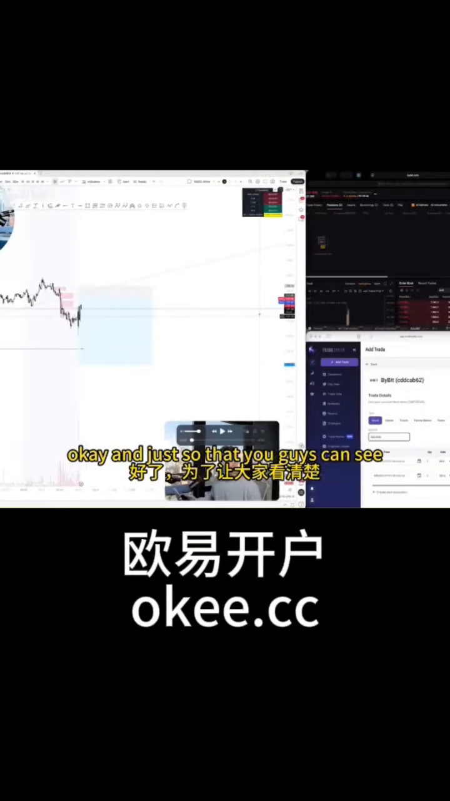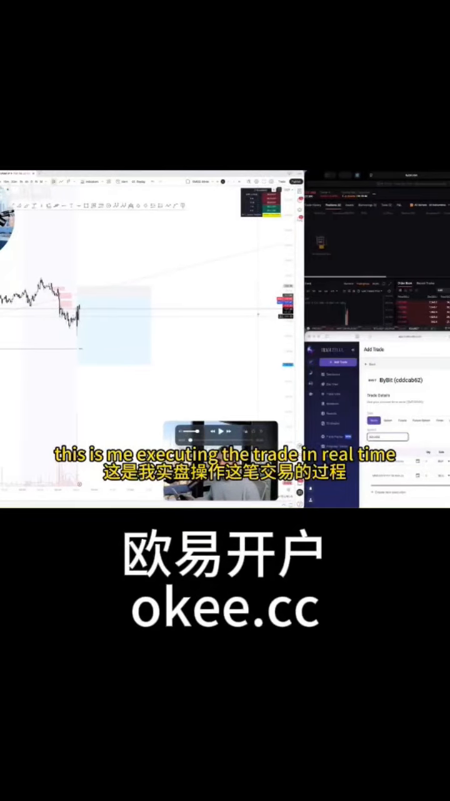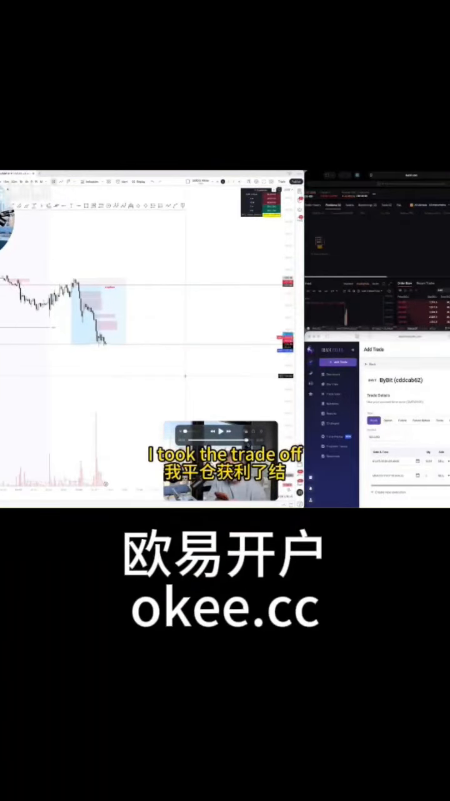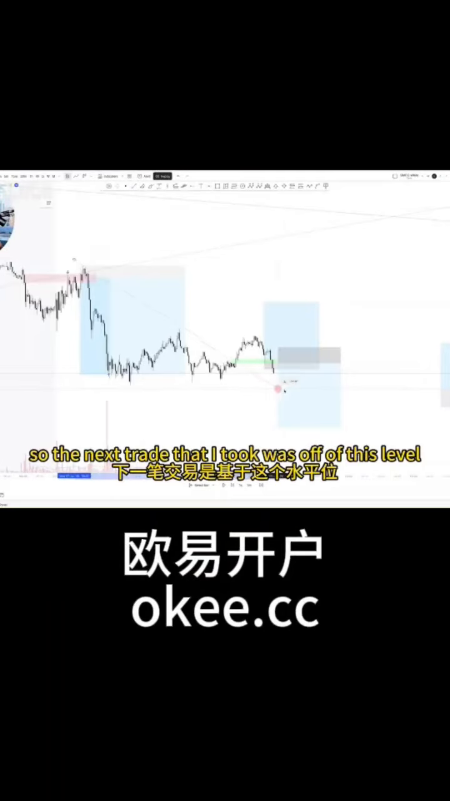Again, just so that you guys can see, this is me executing the trade in real time. Took my entry, stop loss, trading down. At this consolidation, I took the trade off. All right, so the next trade that I took was off of this level.